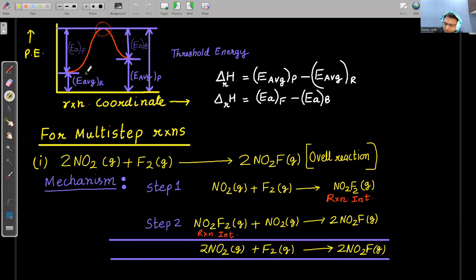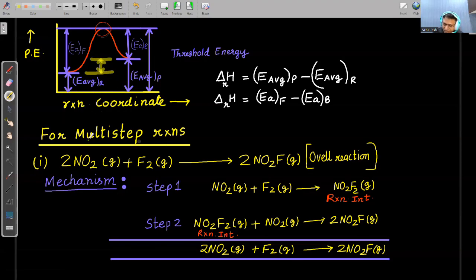This difference we are going to get. This difference is the heat of reaction at constant pressure, which is delta H. If the reaction is taking place at constant volume, this difference will be delta U. So sometimes you will find in books delta U, sometimes delta H. So you should be clear about this.